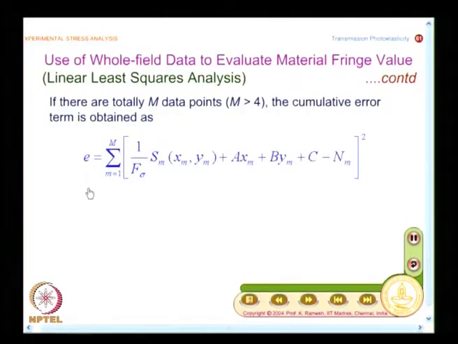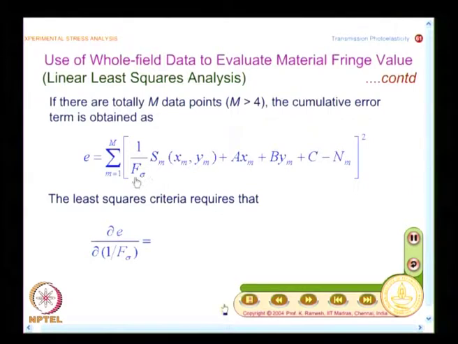So, I write the error equation, and the error equation is nothing but I have this analytical expression. What I have said is this is from your analytical expression, this is the residual birefringence we have assumed, and this is the fringe order experimentally measured at the point of interest. And what I do is I have a difference, that is why I put a minus sign, and I take a square of it. Suppose I have m data points, I sum all these squares, because I am not worried about whether it is a positive error or negative error, I am only interested in the magnitude of the error. So, I have this as sigma m equal to 1 to m, 1 by f sigma Sm, which is a function of x comma y, then a x m plus b y m plus c minus N m.